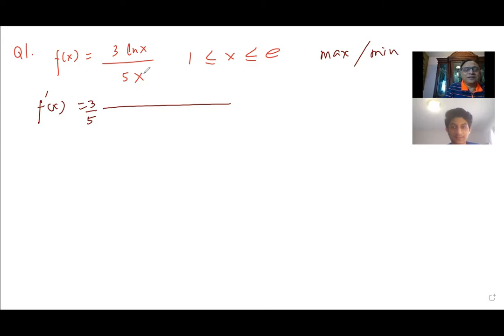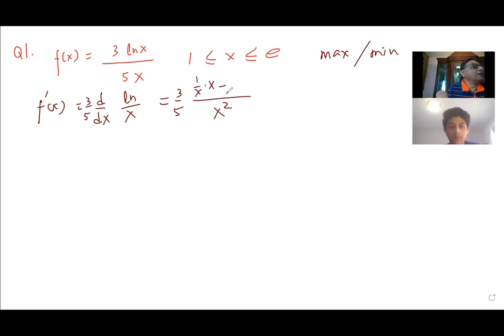So before we find the derivative, let us think about the function as 3 by 5 times ln x over x. Is it okay? Yes, sir. We write 3 by 5, which is a constant, outside, and the derivative of ln x over x. Now tell me what you get. Yes, sir. If you differentiate the top, it would be 1 over x, times x, and then the derivative of x times ln x.